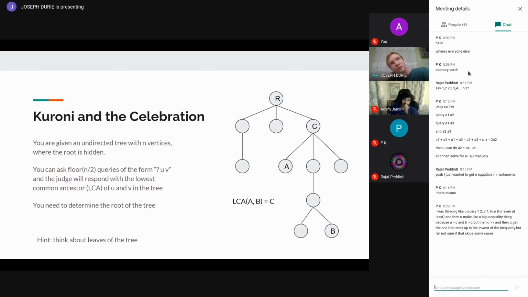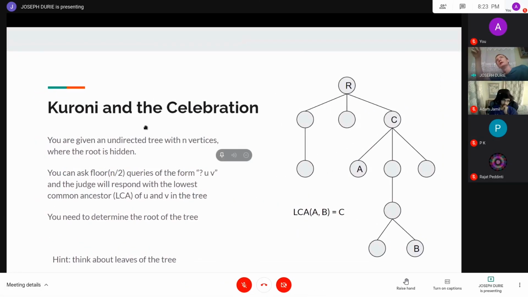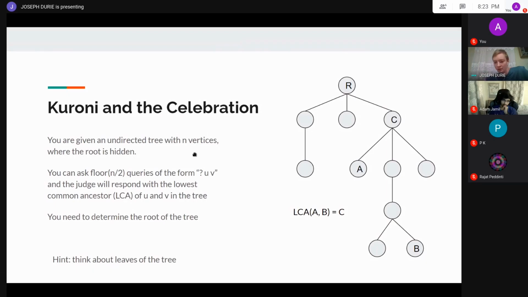Okay, so you sort of set up another graph based on the LCAs that you get and the pairs.